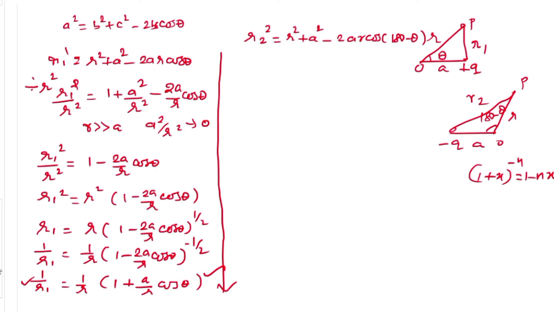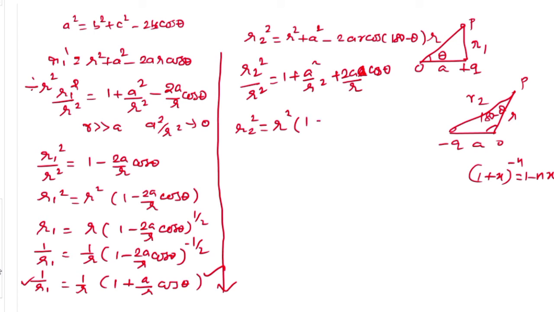First you divide by r square, you will get r2 square divided by r square, that is equal to 1 plus a square by r square minus 2ar cos of 180 minus theta, minus cos theta. This becomes plus, divided by r square, so it will be cancelled. 2a by r, and once again this a square by r square negligible to 0. Therefore this becomes r2 square is equal to r square into 1 plus 2a by r cos theta. That's it. ரொம்ப ஈஸிங்க.